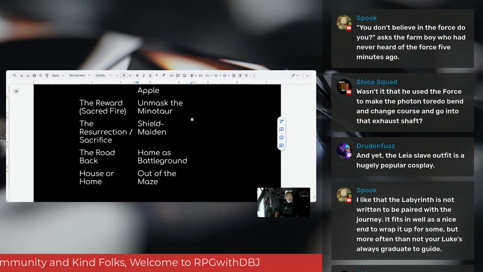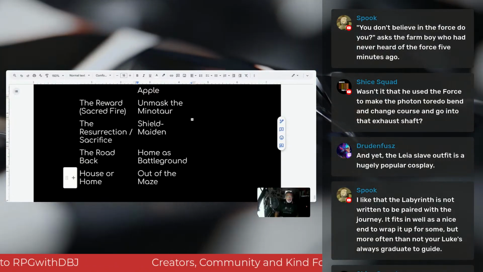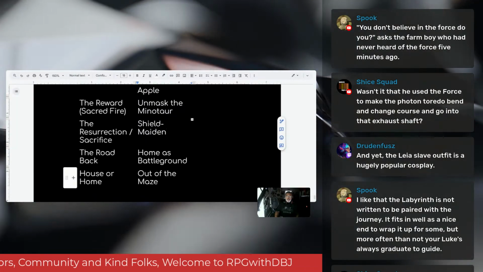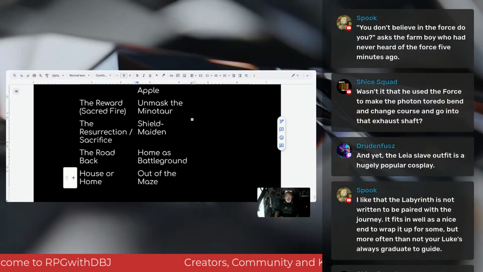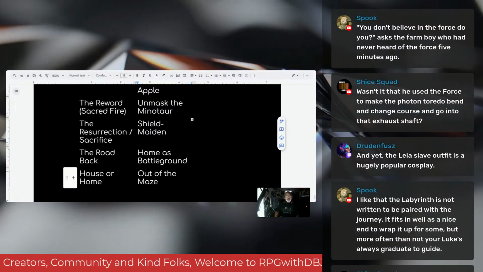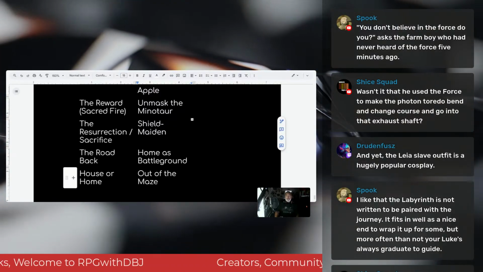And lastly, we have for our journey, the road back home, combined with house or home. I wrote that as house or home because some people in their journey, when they come back home, they don't fit in any longer. Frodo and Bilbo didn't fit at home any longer with the hobbits.